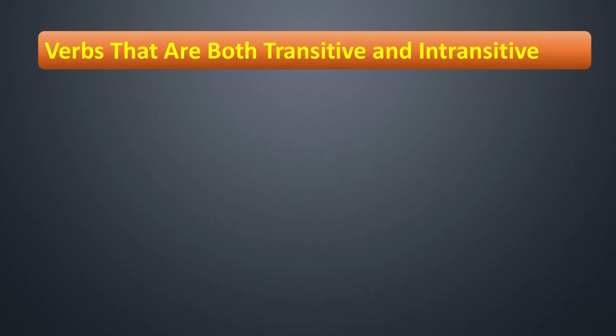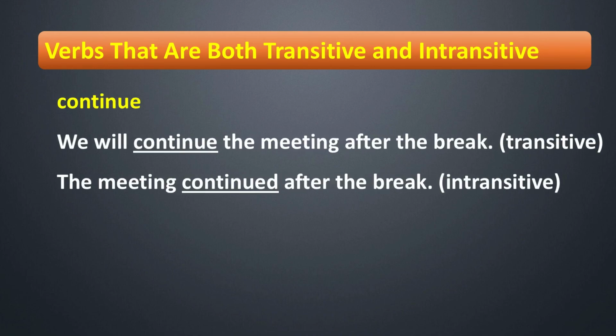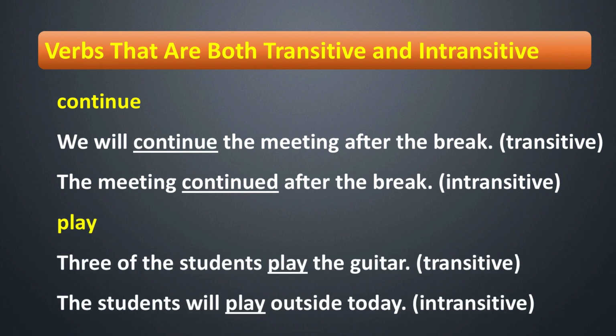So let me give you some examples of verbs that are both transitive and intransitive, like continue. For example, we will continue the meeting after the break. So it's transitive, and we have an object here, and that's meeting. But in the second example, the meeting continued after the break. This is an intransitive verb. So continue can be both transitive and intransitive. Or play. For example, three of the students play the guitar. It's transitive, right? Or students will play outside today. That's intransitive.